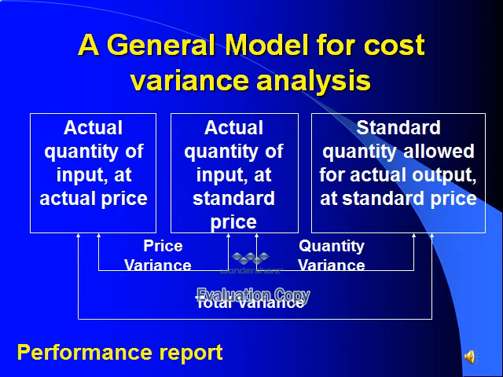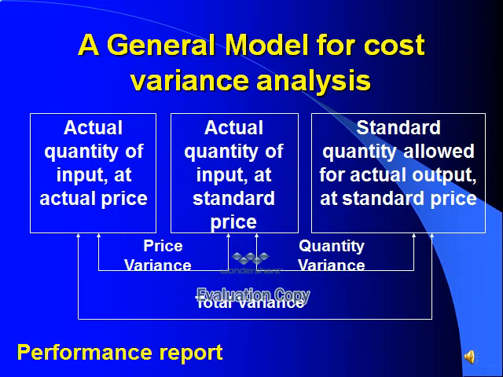I will use a general model for cost variance analysis. It consists of three things. Number one, actual quantity of inputs at actual price, that means actual quantity times actual price. The second one, actual quantity of inputs at standard price, that means actual quantity times standard price per unit. The third one, standard quantity allowed for actual output at standard price, that means standard quantity times standard price. I will explain later what is the meaning of allowed for actual output.